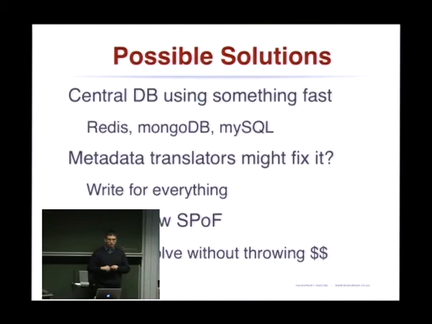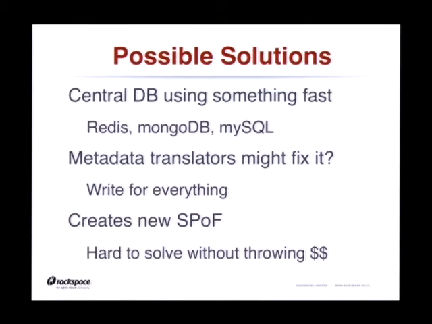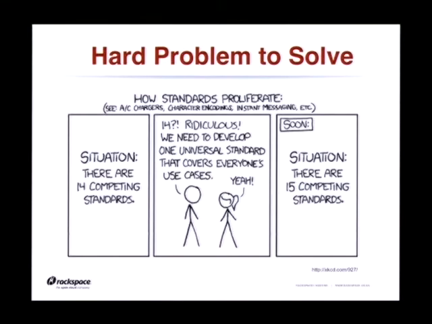I would say one solution would be, for example, creating a central database using something very fast, like Redis or MongoDB, or MySQL if you like replication delays. Maybe writing some metadata translators, so have that central entity translate that back to every kind of metadata that you need in every single provider and execution config management that you need. The problem with this is that this creates a new single point of failure. So this is pretty much like XKCD, right? You have 14 standards. You say, hey, I found a solution for everything. I'll just create a new one, and then you have 15 standards competing against each other, which again sucks.